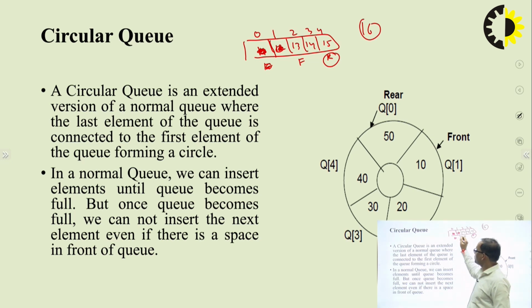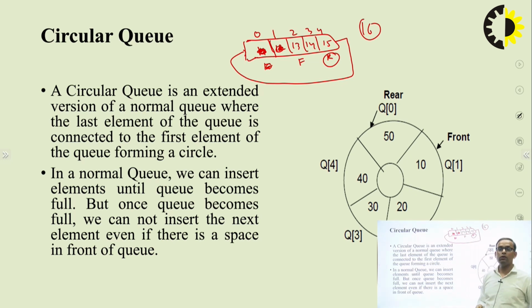So this space is useless for me. In order to solve this problem, the circular queue is basically used. In case of a circular queue, what happens? The last element is connected to the first element and it forms a circle.